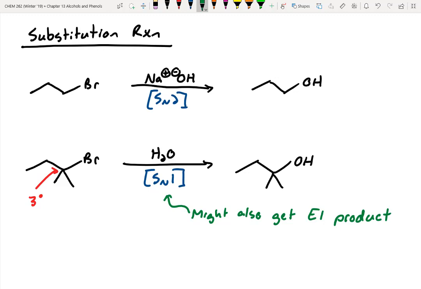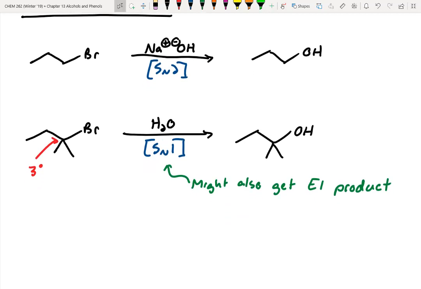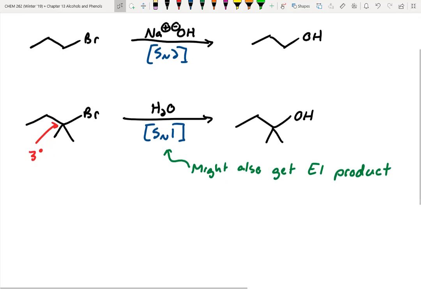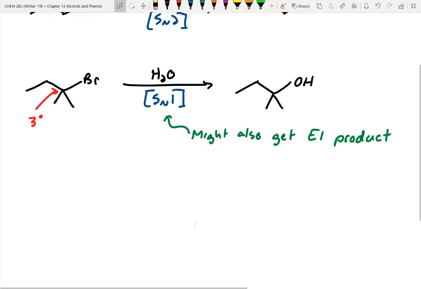So we saw a lot of this last term. The key thing is remembering which reagent you need. It's really tempting to always pick hydroxide. However, we can't always use hydroxide because we might run into elimination chemistry. So we have to be very careful with the strength of our nucleophile. Any questions on this? All right.